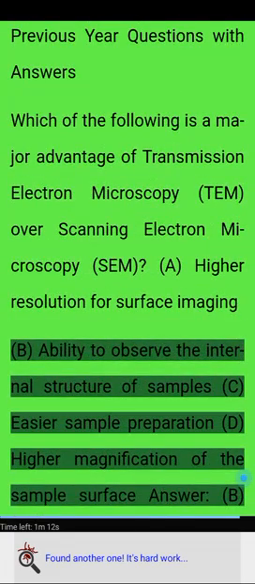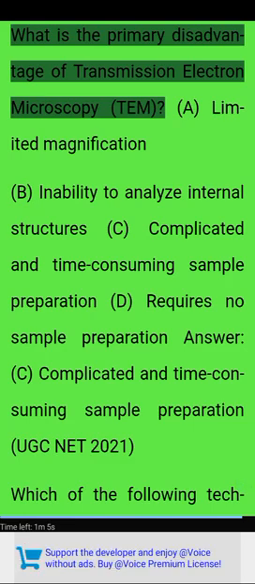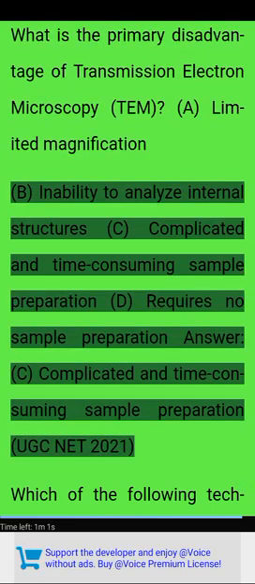UGC NET 2020. What is the primary disadvantage of transmission electron microscopy, TEM? A. Limited magnification. B. Inability to analyze internal structures. C. Complicated and time-consuming sample preparation. D. Requires no sample preparation. Answer: C. Complicated and time-consuming sample preparation.